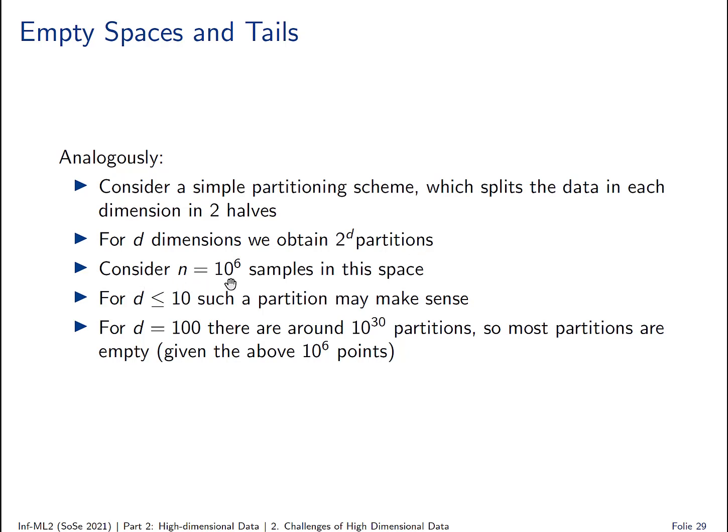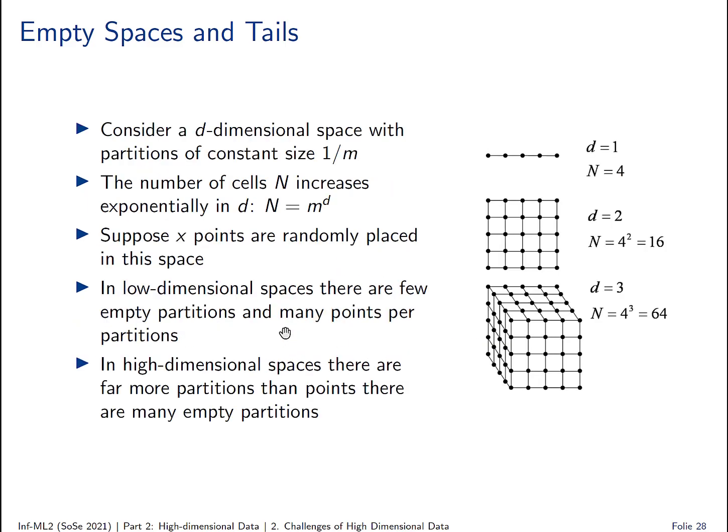If we consider 10 to the power of 6 samples in the space, 1 million samples, for d smaller than 10, such a partition may make sense. But for 100 dimensions there are around 10 to the power of 30 partitions, and we only have 10 to the power of 6 points. So most of the partitions for 100 dimensions will be absolutely empty, obviously. Just keep that in mind. That is simple math, which just illustrates what has been shown here more abstractly.